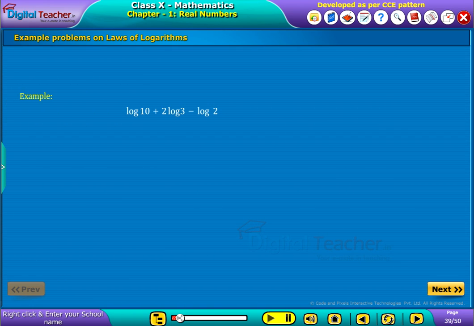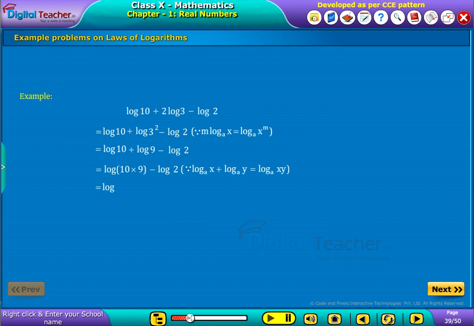Write log 10 plus 2 log 3 minus log 2 as a single logarithm. Initially, write the second term of the given expression in the form of the second law as shown. Now, write the first two terms using the first law as shown on the screen. Now, finally represent the above equation in terms of the third law. Therefore, the single logarithm of the given expression is log 45.